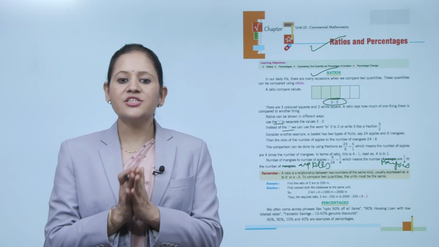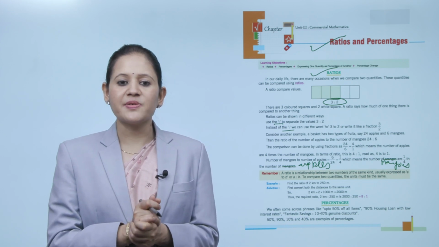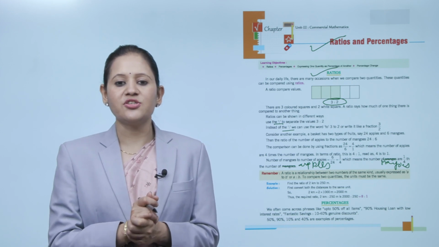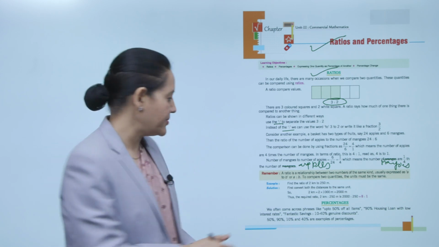Remember, the ratio is a relationship between two numbers of the same kind, usually expressed as A to B or A:B. To compare two quantities, the unit must be the same. Now we'll take an example.